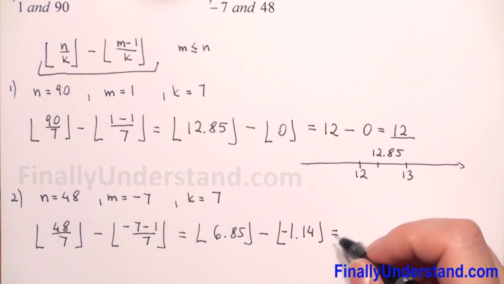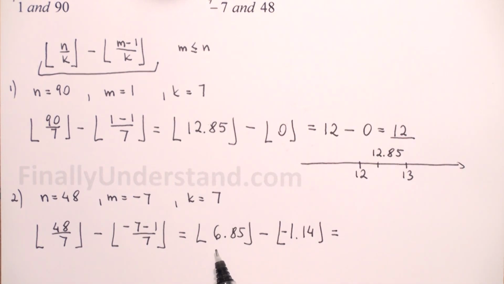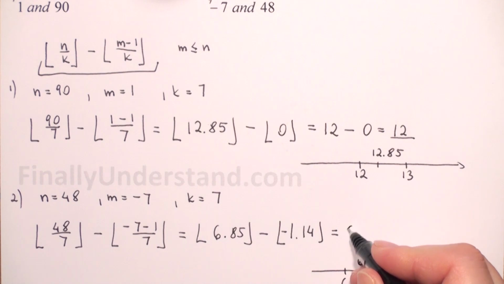So this is equal. Now we have to find again floor of these numbers. So let me draw the number line. When we have to find the floor, it is always on the left side of the number. So we have first 6.85. This number is between integers 6 and 7. And the largest integer less than this number is 6.